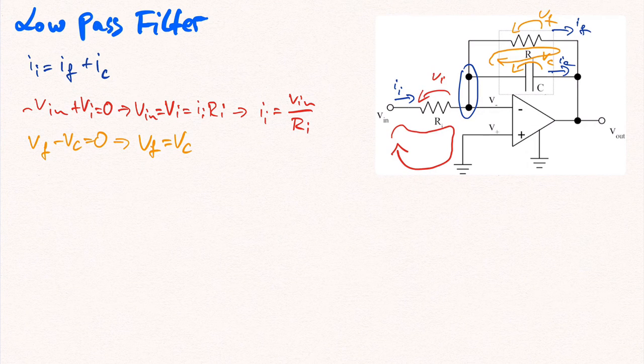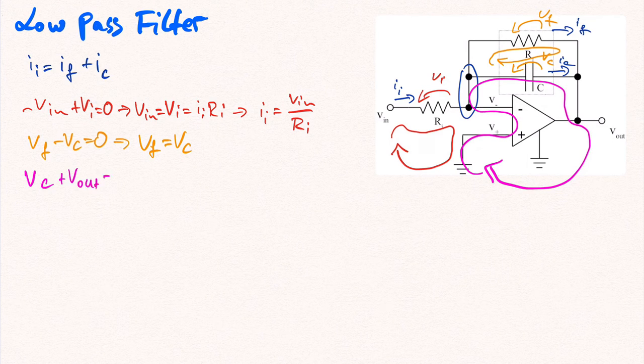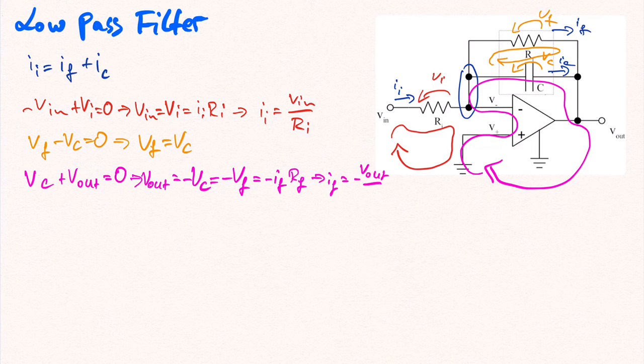Let's denote Kirchhoff's voltage law again, this time going around the bigger loop here. This gives Vc plus Vout is equal to 0, which gives that Vout is equal to minus Vc, which must be equal to minus Vf, which by Ohm's law is equal to minus If Rf. This way we get an expression for If. It's equal to minus Vout divided by Rf.